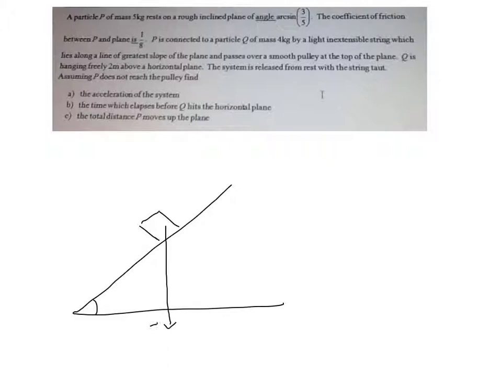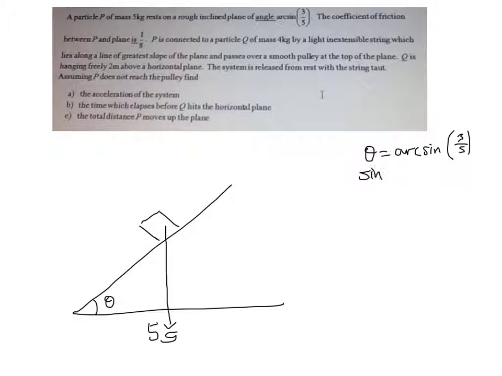This example is one of the hardest it gets, so if you understand this then you're fine. We've got a particle on a rough inclined plane, so I'll just draw that on, and there's the particle, and it's got mass 5 kilograms, which means this is a weight of 5g, and the angle here is theta. I don't know what theta is, but I do know that theta is arc sine, that's just a way of saying inverse sine, sine to the minus 1 of 3/5.